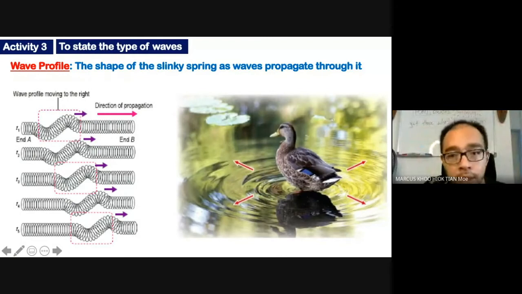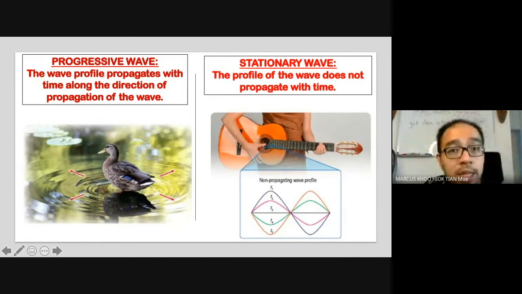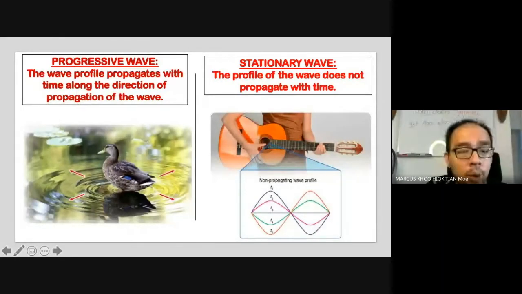Okay, now there are two types of waves, which are called the progressive waves and the stationary wave. Okay, now the wave profile propagates with time along the direction of the propagation of the wave. So to us, it looks like the wave is moving. Okay, the wave is moving from this place to this place, from this place to this place. So we call it a progressive wave. Okay, the wave is moving.